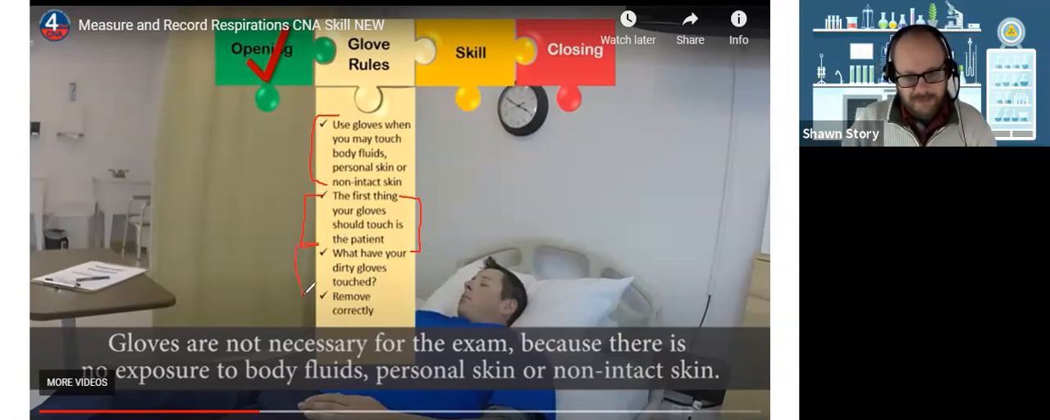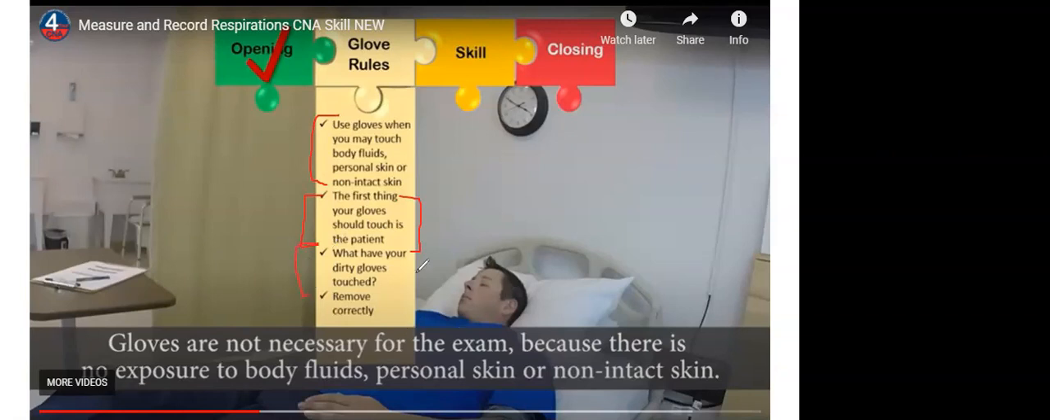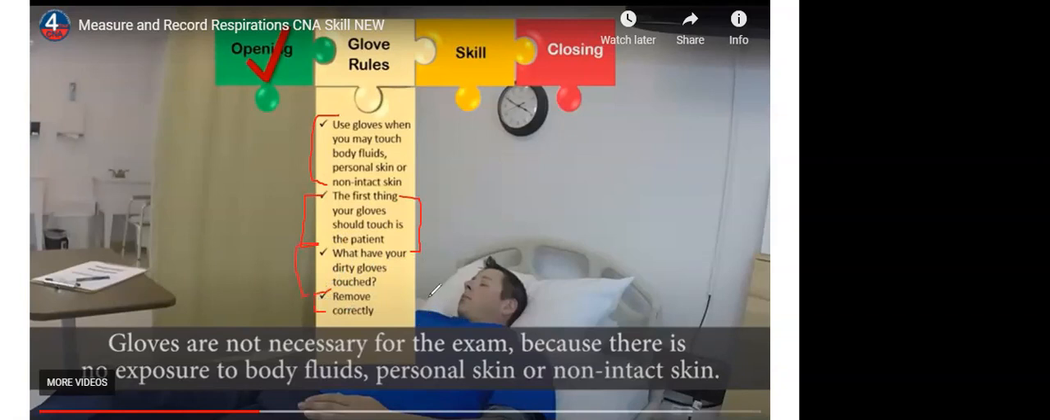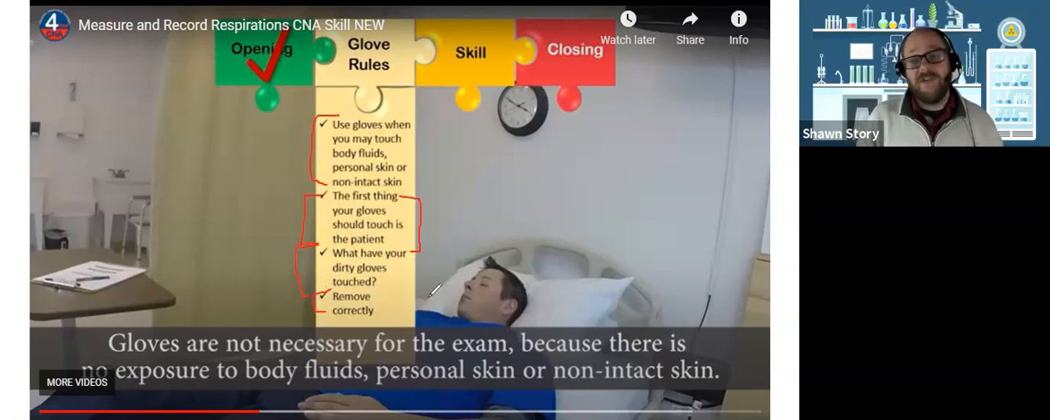Next one. What have your dirty gloves touched? Yep. And so really keeping that in mind. And then last one: remove correctly. That is a skill in itself, how to actually remove the gloves without touching the inside of the glove. You peel it off, then you peel off another one, and you end up where they are inside of each other, and then throw it away. There's a whole process of how to actually remove gloves. If you haven't seen that, you could just type it into YouTube and see some videos of how to remove gloves.